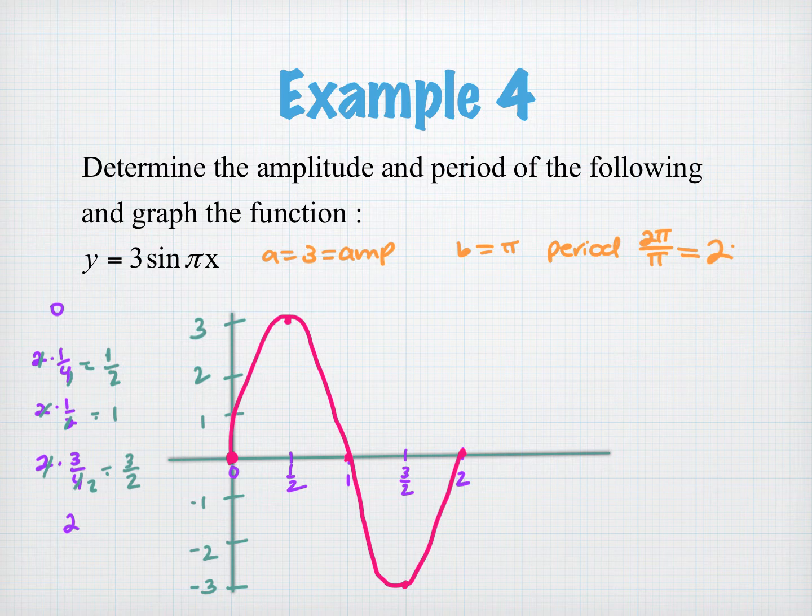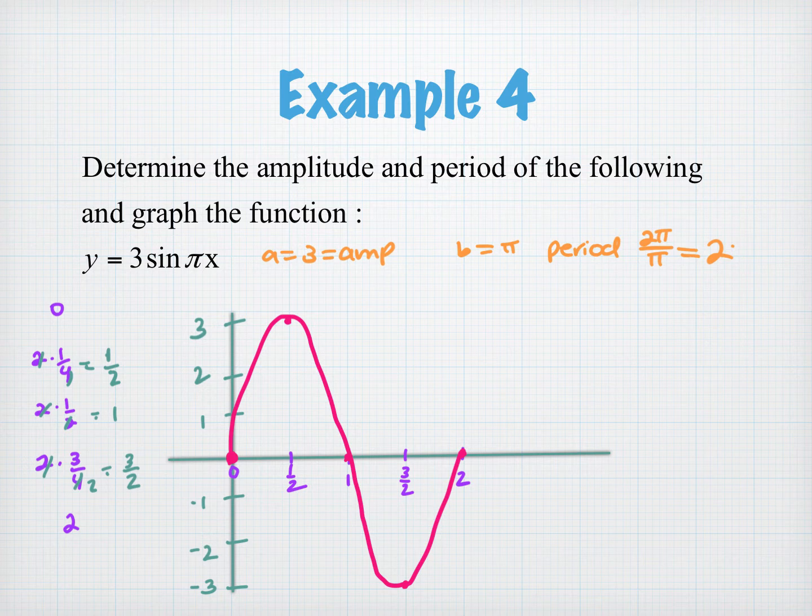All right, it did just say for amplitude and period, but we're going to actually go all the way through. The A is 3, the absolute value of that would be 3, so that's the amplitude. B is pi, so the period would be 2 pi over pi, which is just 2. I did a fourth, a half, and 3/4, and you end up with the first key point 0, the last one 2, and the middle ones a half, 1, and 3/2.